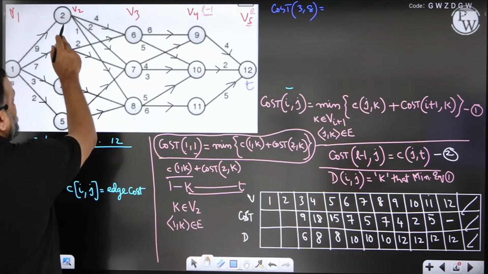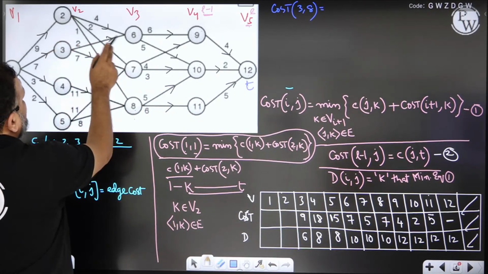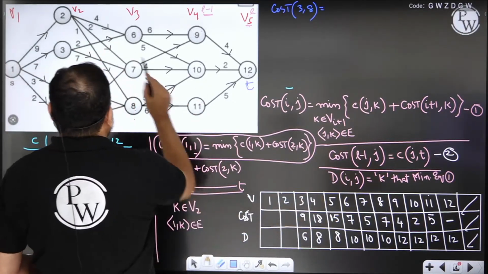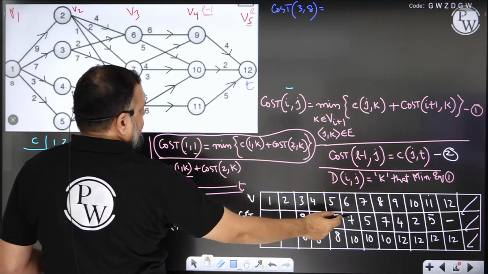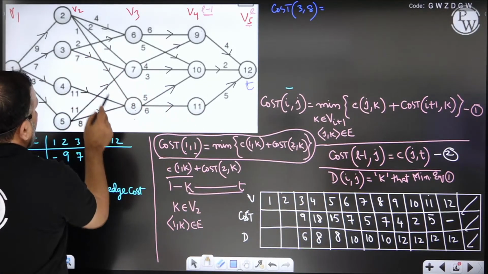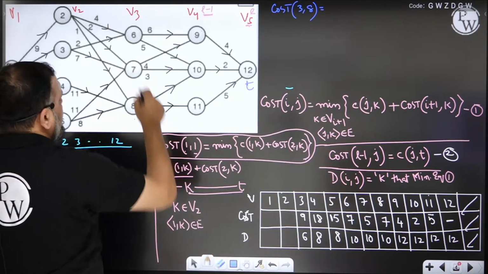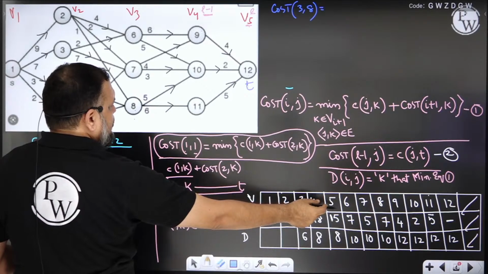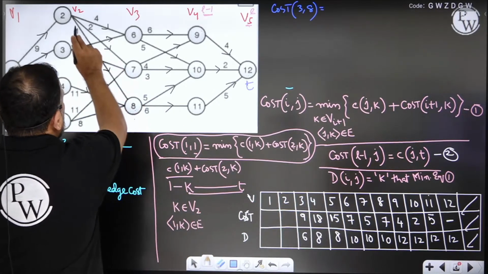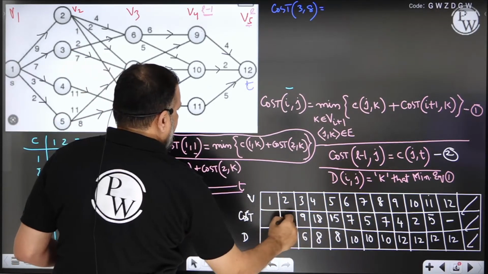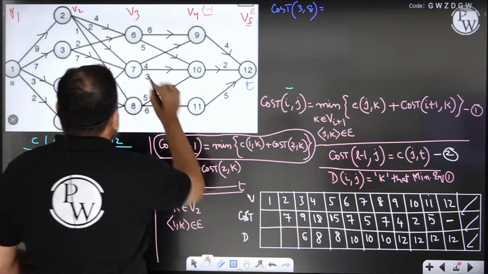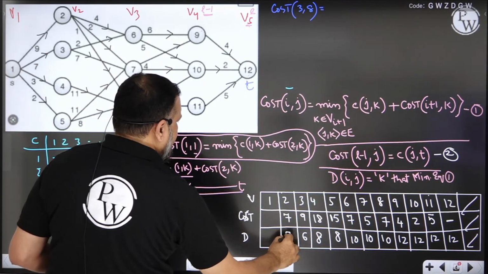Then for 2, this is the fun. I have three options. 4 plus 7 is 11. 2 plus 7 is 9. And the other is 1 plus 8, which is 9. Therefore I think the minimum is 2 plus 5, which is 7. 7 is the minimum, going via 7.